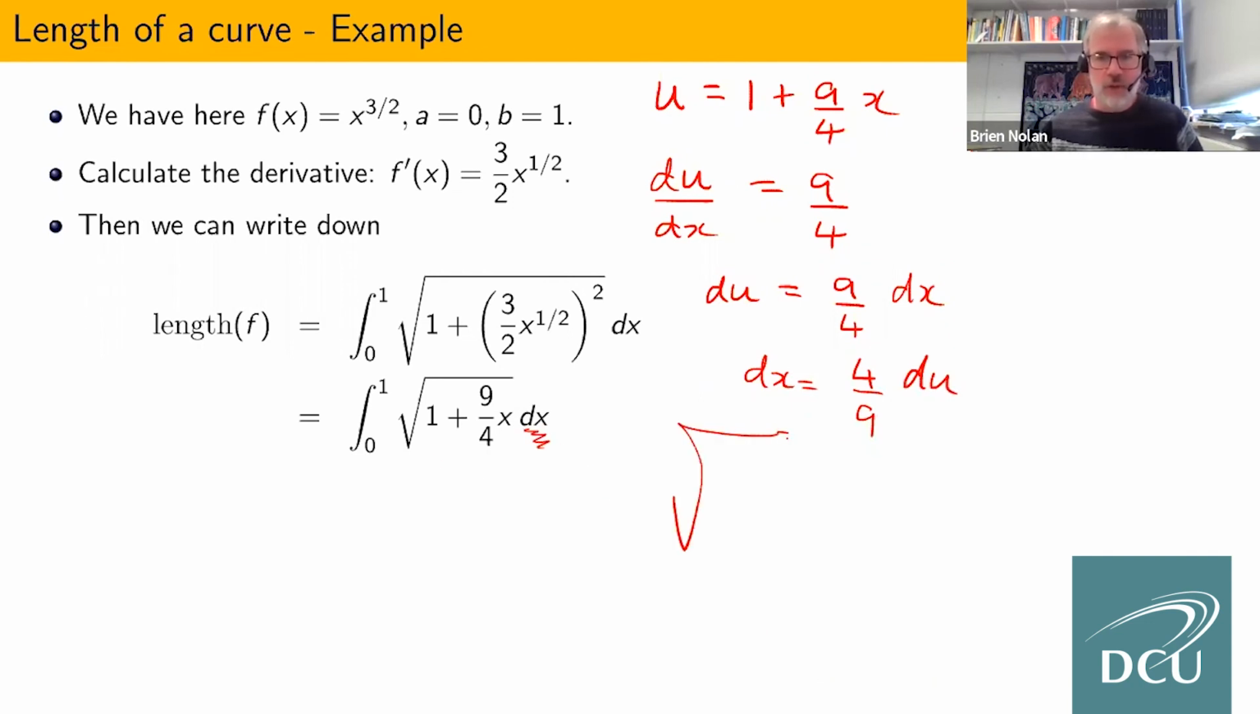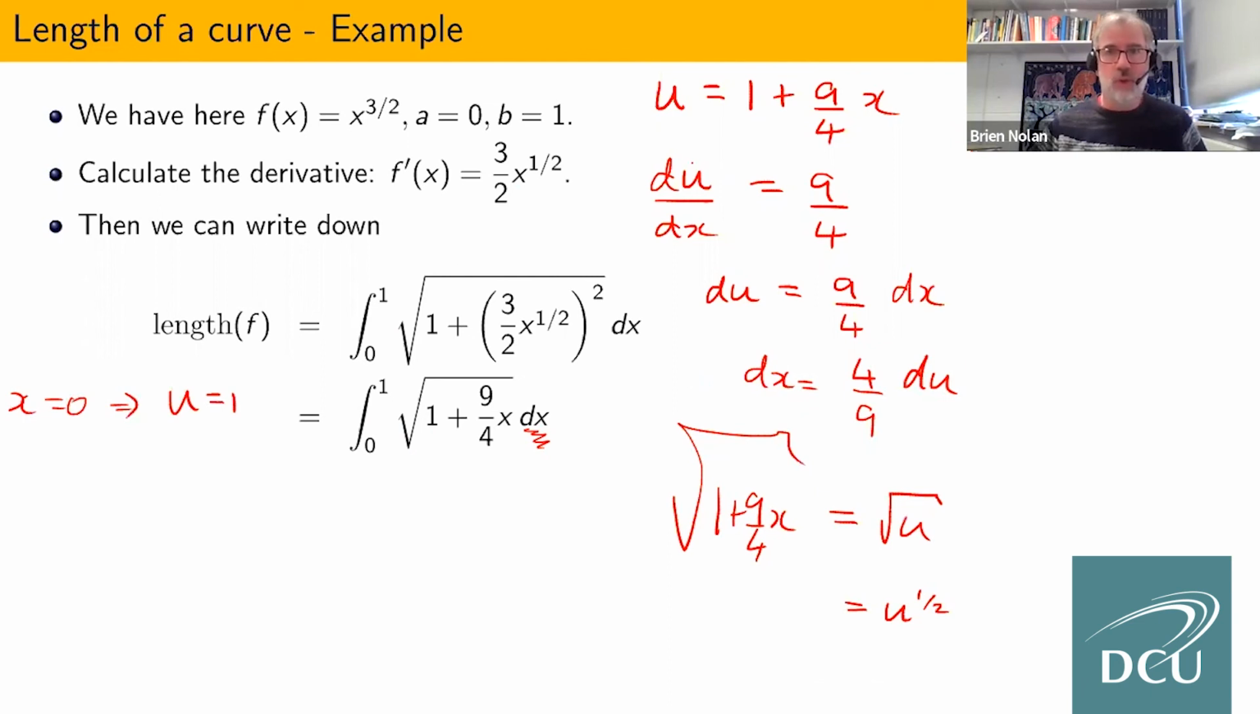The square root of 1 plus 9 over 4 x, well, that's just the square root of u, or u to the power of a half. And the limits: when x equals 0, that gives me that u is equal to 1. Okay, there's my connection between x and u. And when x equals 1, I get u is 1 plus 9 over 4. What's that? 13 over 4.